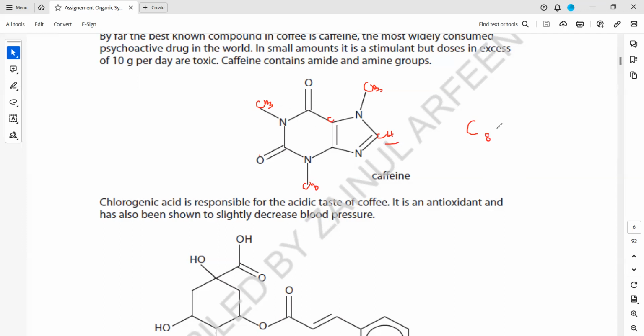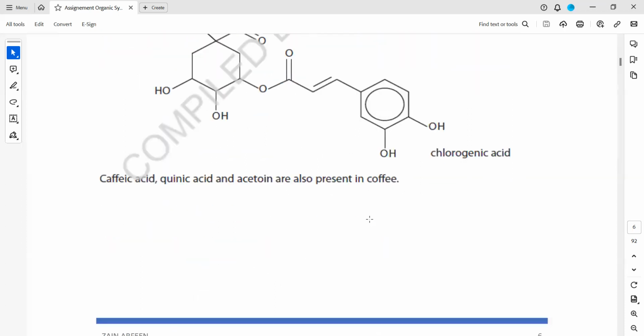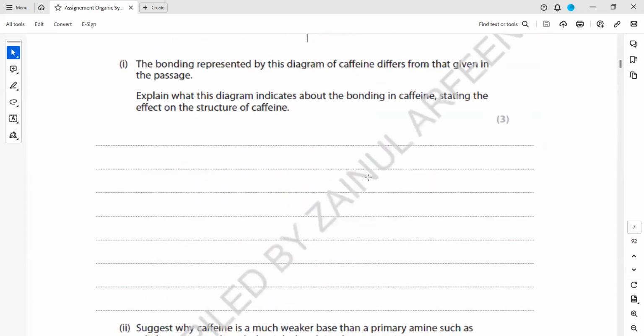1, 2, 3, 4, 5, 6, 7, 8. So C8 was there, N4 is there, O2 is there, and hydrogen 3, 6, 9, and plus 1, 10. So 10. So using this, we'll work out the molecular mass. And as we use the moles equal mass in gram over molar mass, we'll get the concentration.